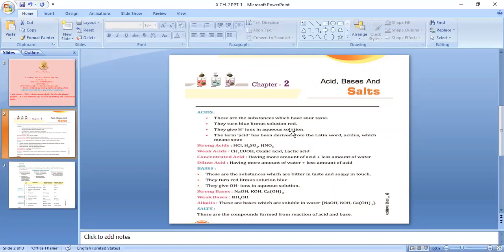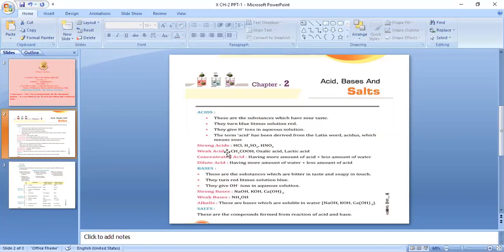These are the substances which have sour taste. That is, they are sour in taste. They turn blue litmus solution into red, or they also turn blue litmus paper into red color. When we dissolve them in water, they give H plus ions in their aqueous solutions. The term acid has been derived from the Latin word acidus, which in English means sour. Therefore, we say that acids have sour taste.